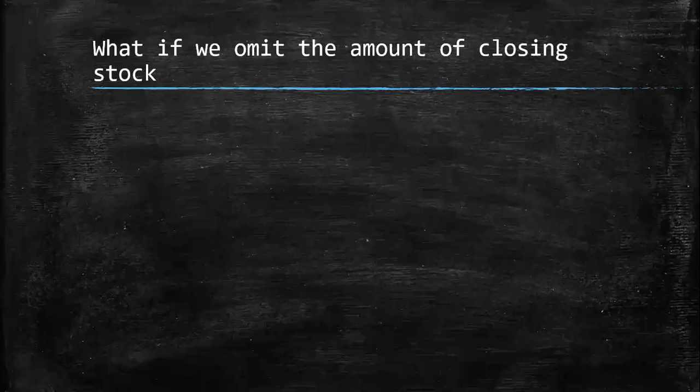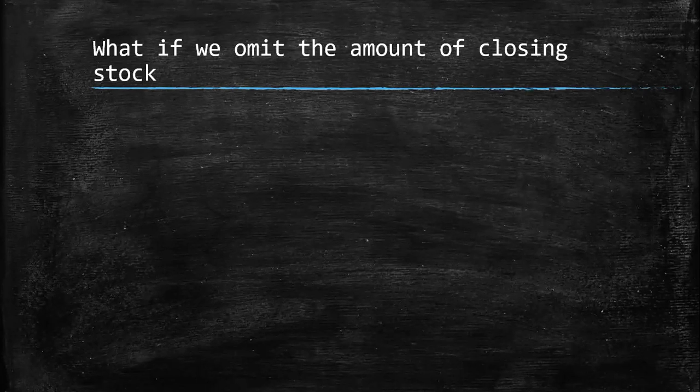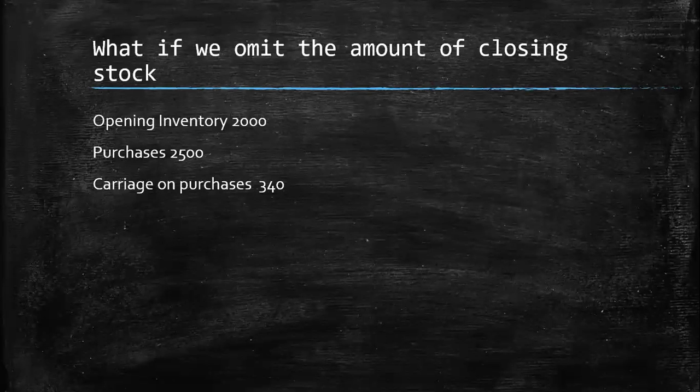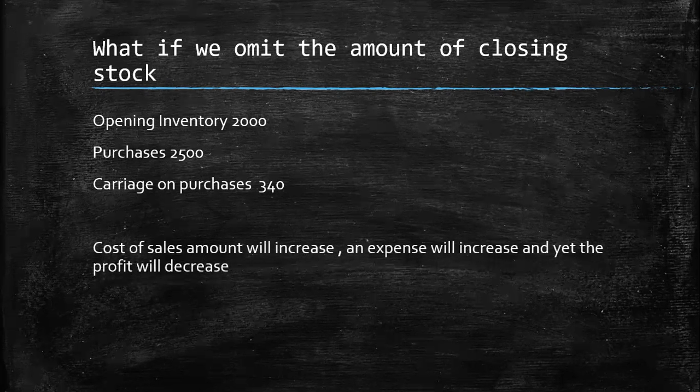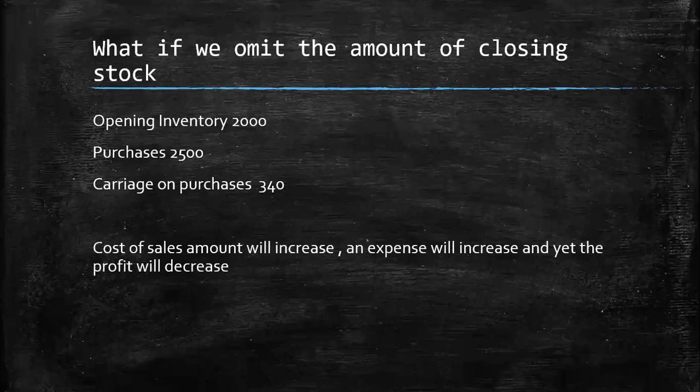Now, what if we omit the amount of closing stock? What if the amount of closing stock is not calculated? This is an example. On the same example we had, the opening inventory is 2,000, the purchases is 2,500, the carriage on purchases is 340. Now, can you see that in this example, I did not include the amount of what? Of closing inventory. The question is, what if we omit the amount of closing inventory? What's going to happen? Cost of sales amount will increase, an expense will increase, and yet your profit will decrease. Cost of sales account, which is an expense, will increase, and yet the profit will definitely decrease. Any questions, please, before we move on?